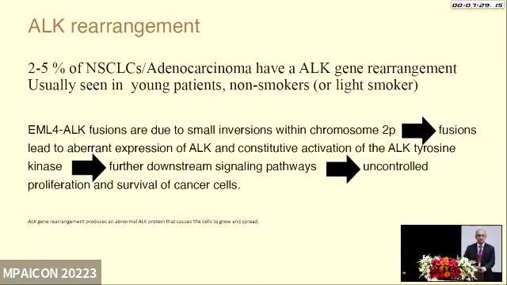ALK rearrangement, this is actually the third commonest mutation that we see in our practice. 2 to 5% of all non-small cell lung carcinoma patients have ALK gene rearrangement. EML4-ALK is the commonest rearrangement. What happens is that there's a small inversion within chromosome 2p, which leads to a fusion gene, aberrant expression of ALK and constitutive activation of ALK tyrosine kinase, meaning thereby there's too much of ALK. And it affects the further downstream signaling pathways, leading to uncontrolled proliferation and survival of cancer cells.